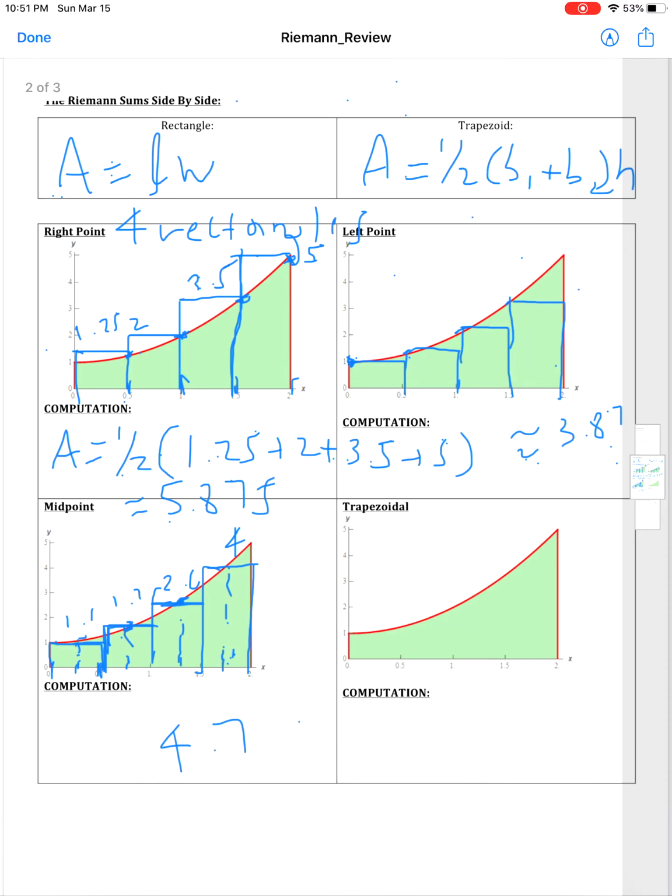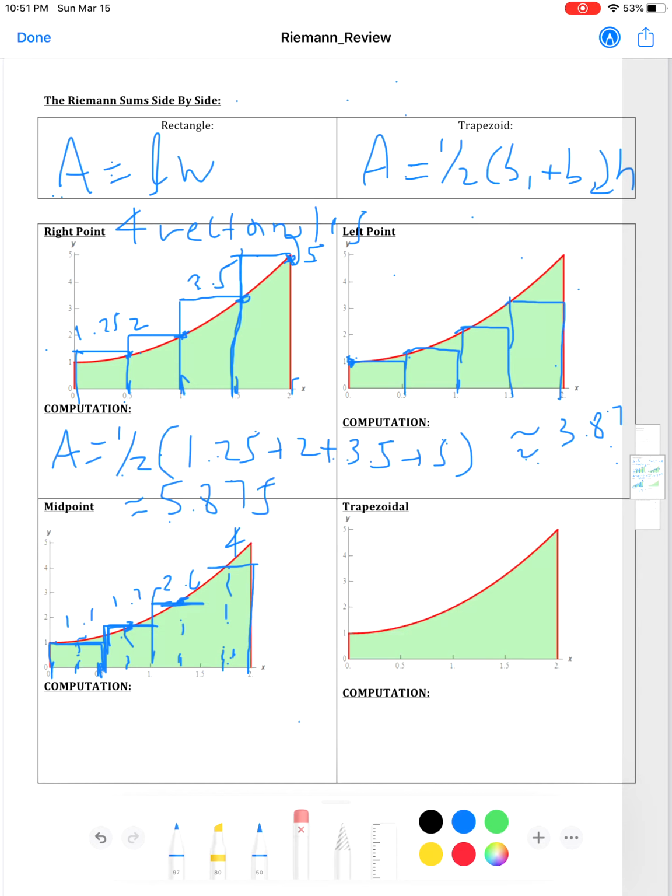Now, you can improve rectangles by maybe doing more rectangles. So if I did every quarter instead, I'm just going to erase all these and show you the more rectangle approach.